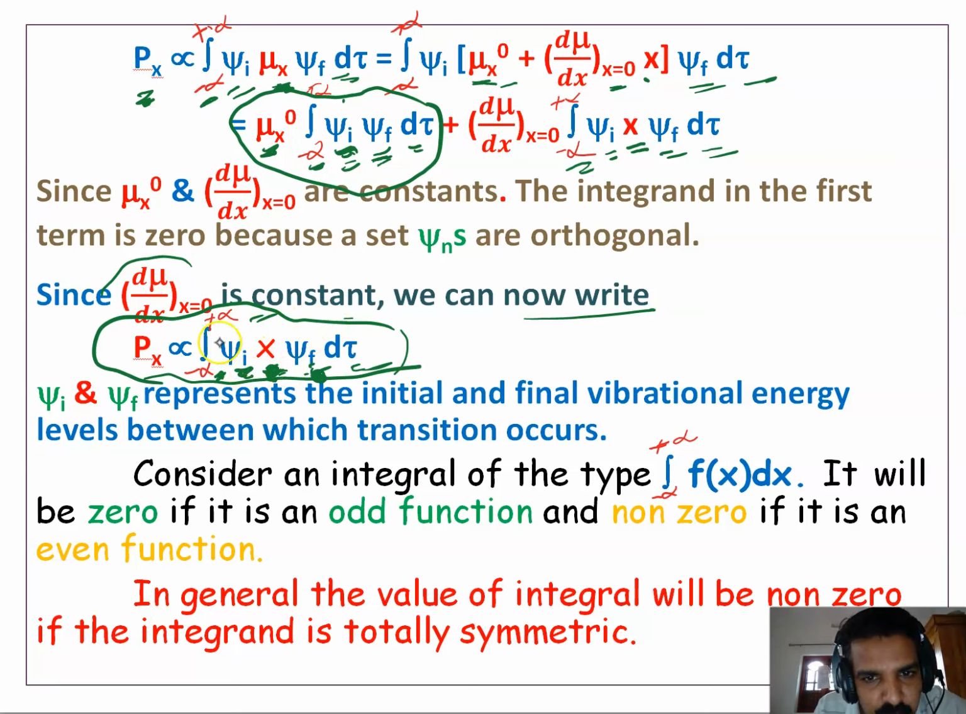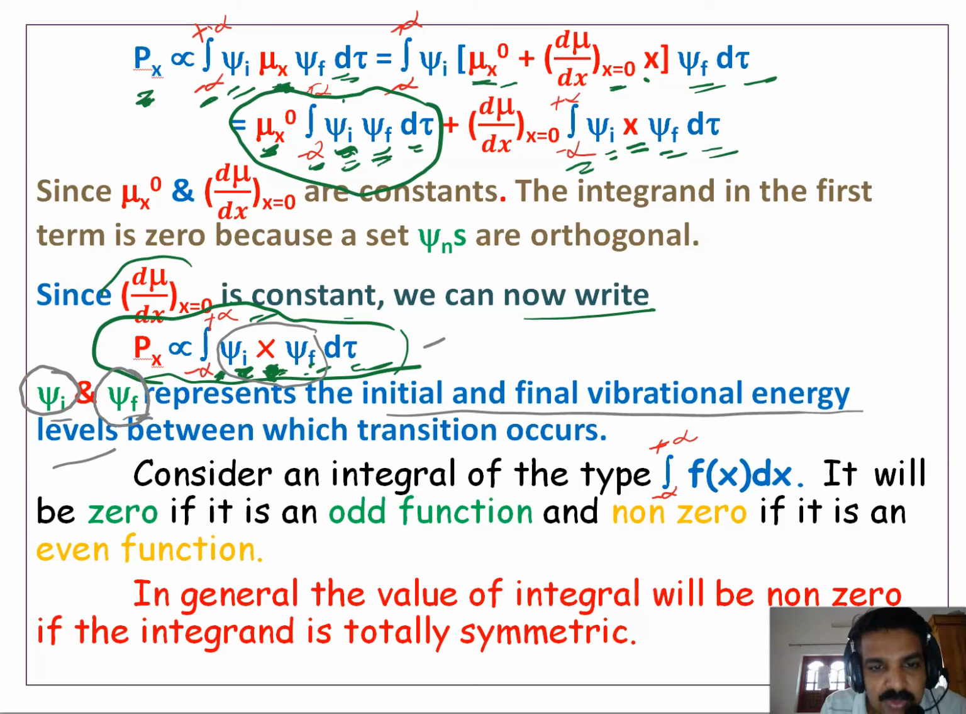From those symmetries, we want to find the direct product of these three symmetries: the symmetry of ψ_i, the symmetry of x, and the symmetry of ψ_f. From this direct product, we can evaluate this integral. Here ψ_i and ψ_f represent the initial and final vibrational energy levels. ψ_i is the initial vibrational energy level, and ψ_f is the final vibrational energy level to which the transition occurs. Transition occurs from ψ_i to ψ_f. ψ_i is the lower vibrational level, the initial level, and ψ_f is the higher vibrational level, the final level.